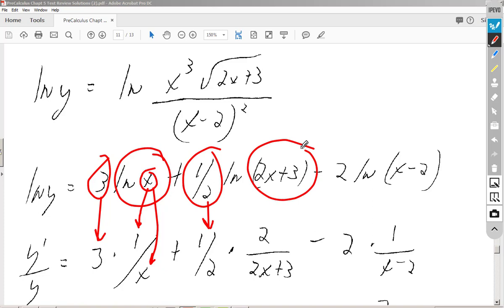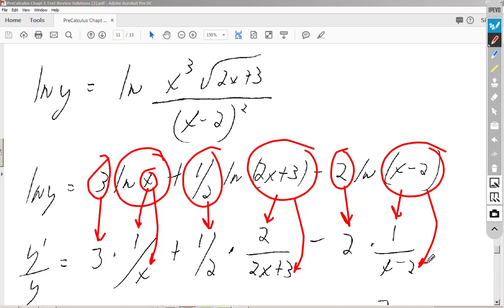I take the derivative of 2x plus 3, which is 2, u prime over u, so that's 2 over 2x plus 3. Here's my constant, it stays constant. The derivative of x minus 2 is going to be 1, and then u prime over u is 1 all over x minus 2. And notice over here, same thing, u prime over u, so that's y prime all over y.